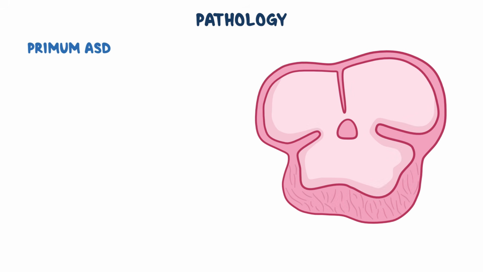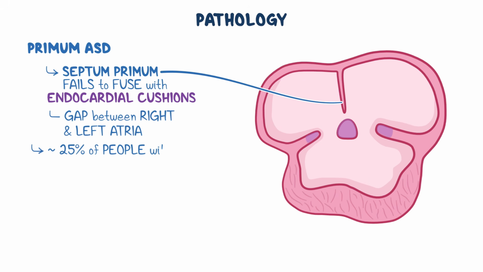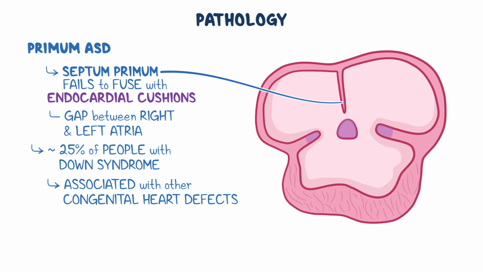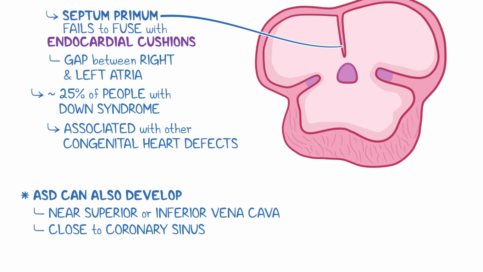A less common type is primum ASD, which happens when the septum primum fails to fully grow downward and fuse with the endocardial cushions, leaving a persistent gap between the right and left atria. Although they are rare, ostium primum defects are found in around 25% of people with Down syndrome and are commonly associated with other congenital cardiac anomalies. Finally, an ASD can also develop near the superior or inferior vena cava, or close to the coronary sinus, but these two types account for only 10% of all atrial septal defects.